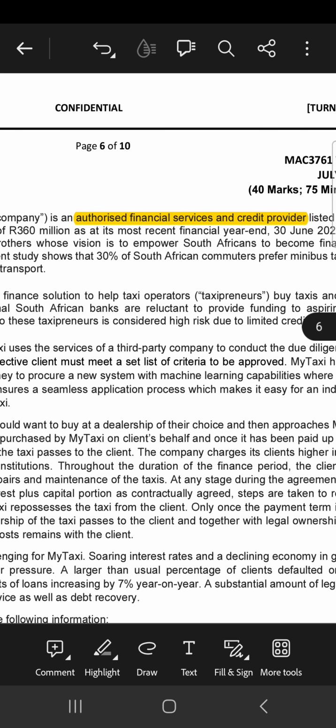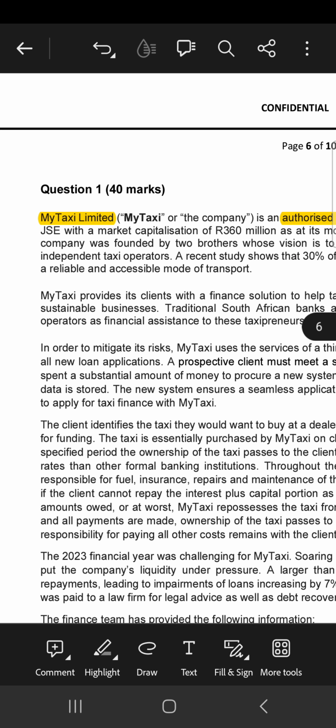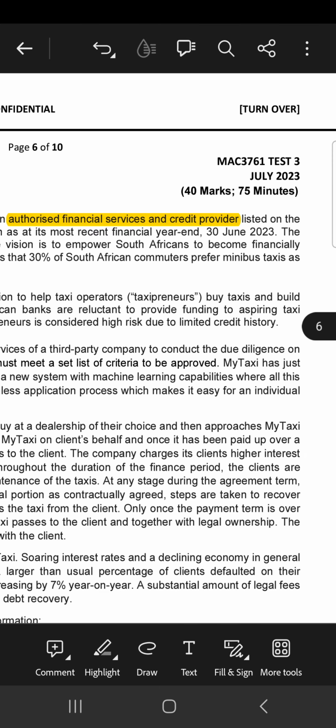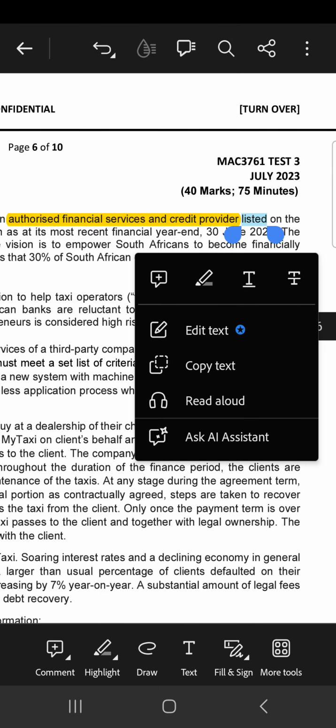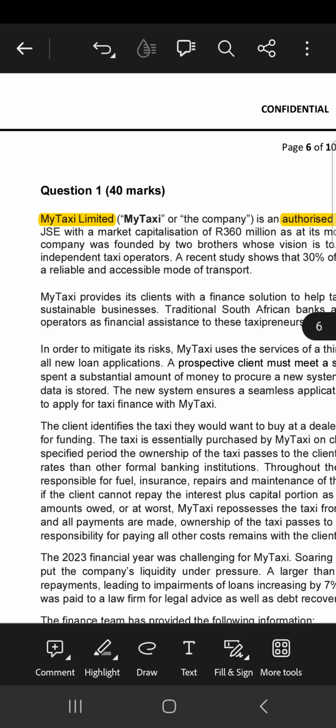Then goes on to say, listed on the JSE with a market capitalization of 360 million at its most recent financial year end, which is the 30th of June, right? So listed, I would also have highlighted this, right? And on the JSE, right?